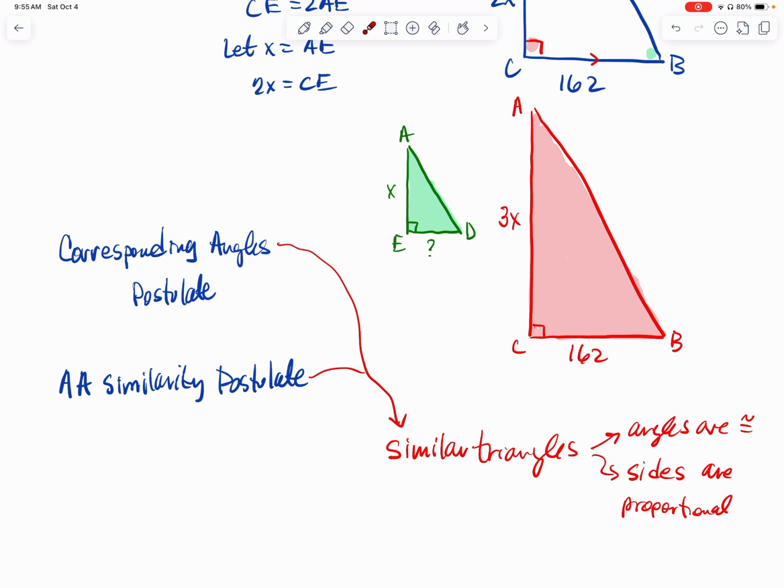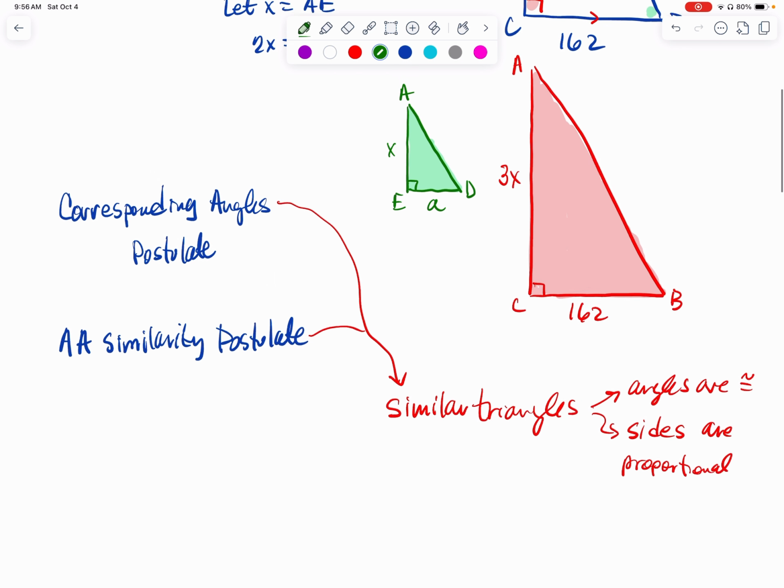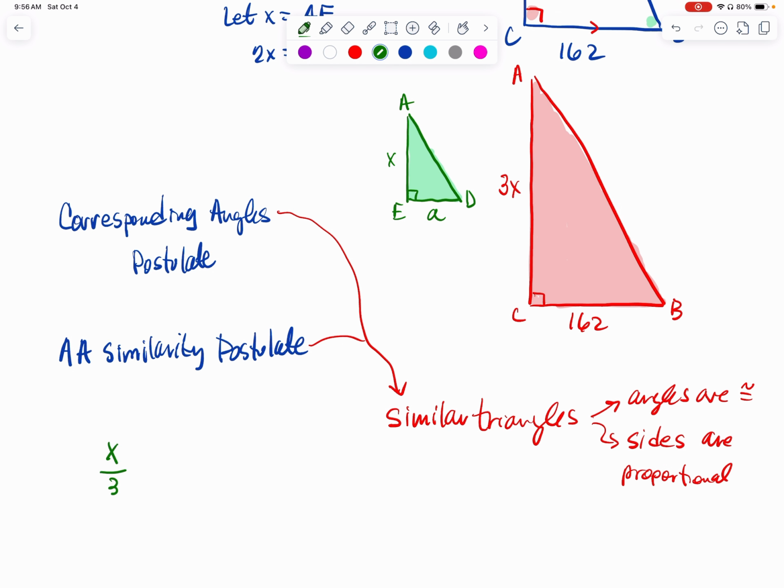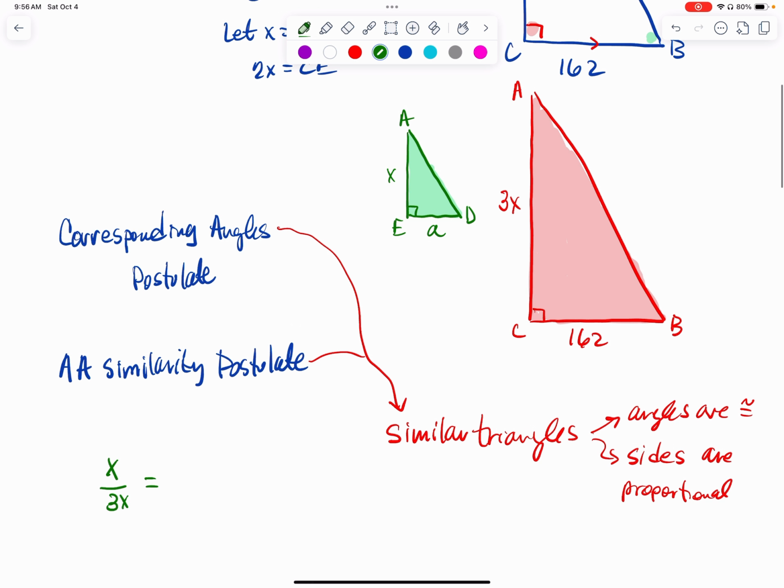And if you want to be entirely algebraic about it, let's get rid of the question mark and put something in its place like, how about an A? All right, so now let's just go ahead and set up a proportion. And when you usually do this, you just find two sides that match up, and you write that as a ratio. I'm going to use x and the 3x. So that's going to look like this. So x over 3x is equal to, and then you pick two other sides and write them as a ratio in the same exact order. So that's going to be the a on the small one to the 162. So this a over 162. And we are almost done.